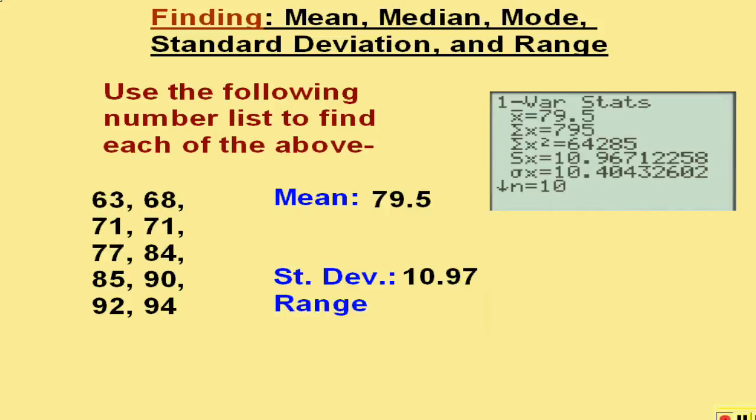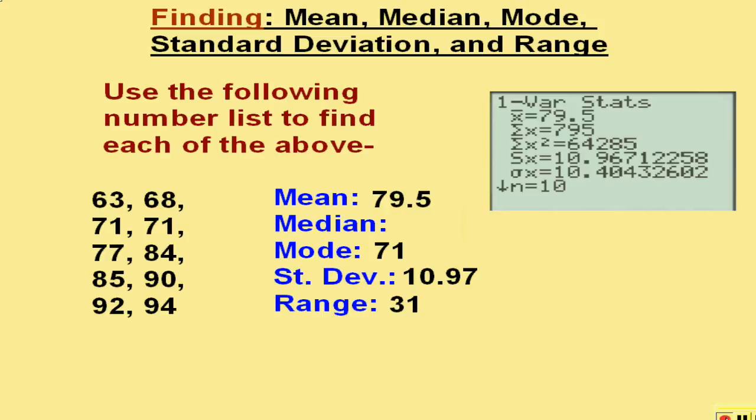The range is simply subtracting the smallest number, which is 63, from the largest number, which is 94. The range, therefore, is 31. Next is mode, and mode simply means the number that is written most often. Since 71 is the only number written twice, 71 is the mode.